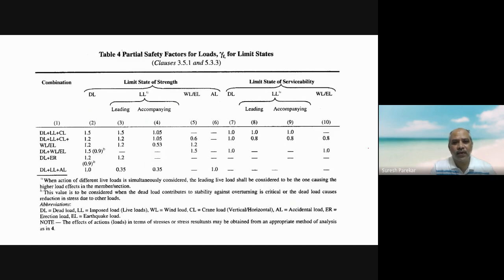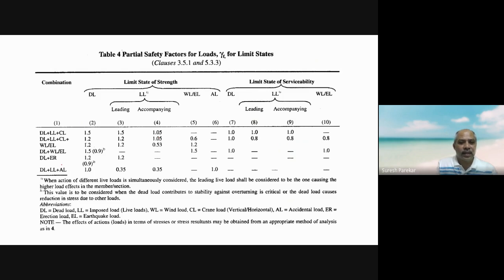So we have table 4, and from this table 4 we have this load combination. So we can see this. We have dead load plus live load, and that value we are going to take as 1.5. So leading and accompanying we have 1.05, which means if my live load is less than dead load, in that case that value of 1.05 is considered.